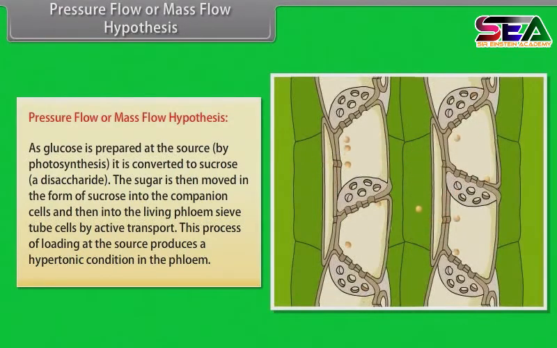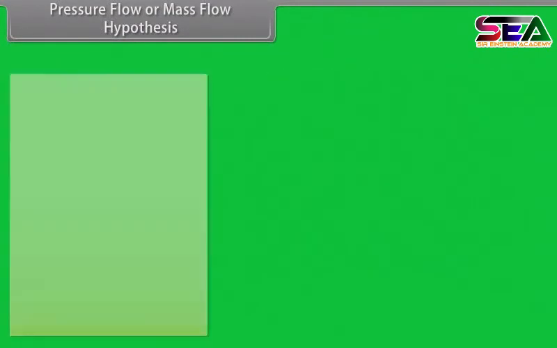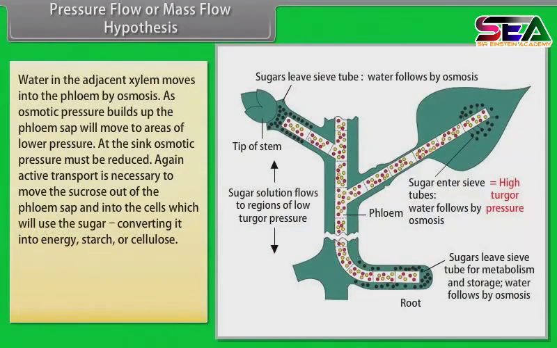sieve tube cells by active transport. This process of loading at the source produces a hypertonic condition in the phloem. Water in the adjacent xylem moves into the phloem by osmosis. An osmotic pressure builds up, and the phloem sap will move to an area of lower pressure. At the sink, osmotic pressure must be reduced.